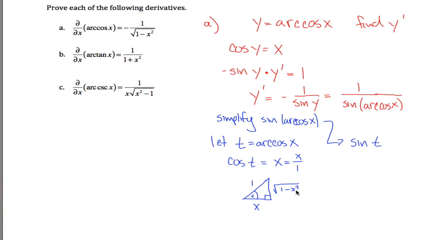Check that. This squared is 1 minus x squared. This squared is x squared. If you add those two things together, you just get 1, which is 1 squared. Anyways, I'm simplifying sine of arc cosine of x.